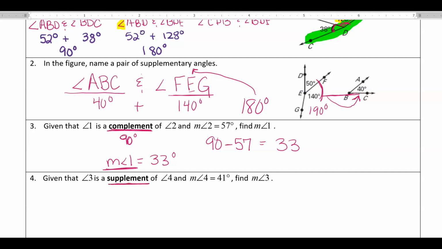Last is supplement. It says given that angle 3 is a supplement of angle 4, and the measure of angle 4 is 41 degrees, find the measure of angle 3. So again, you've got to know that this is 180 degrees. So you would simply take 180, subtract 41 degrees. That is going to give you 139. So therefore you would write the measure of angle 3 equals 139 degrees.